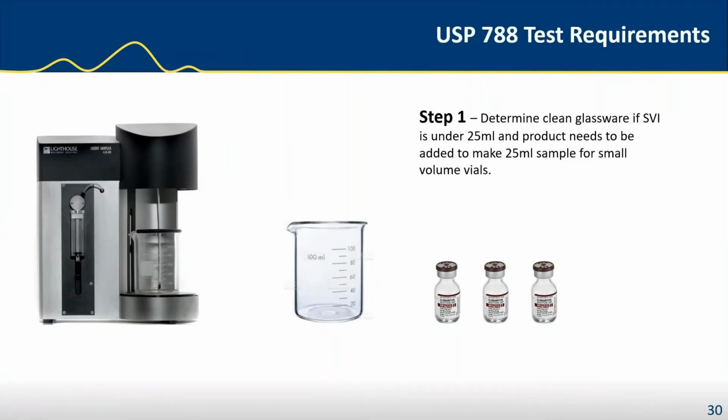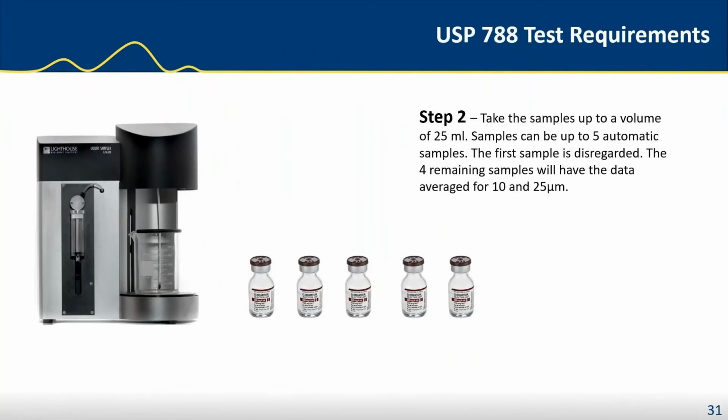As I said, in step 1, the glassware is washed thoroughly, and the sample is introduced, or it can be taken directly from a vial. As I said, you need to at least make up a sample volume of 25 milliliter if you're going to determine a small volume product, and it's run through the unit. In step 2, the samples are taken, and the liquid particle counter will eliminate the first sample and the data and calculate the mean for the remaining sample vials or volumes that you're taking, and it will give a pass or fail report.